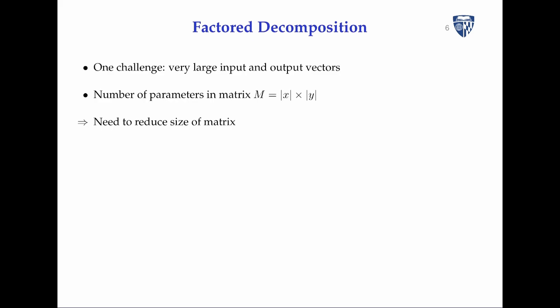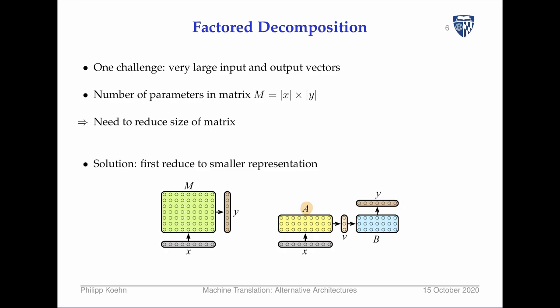So one is called factored decomposition. So we're still in the space of matrix multiplications. And we're dealing with a problem that we might have very large input and output vectors. So if we have very large input and output vectors, so we have x here and y, input vector, output vector, then the weight matrix has its size, the number of parameters it has is the product of the size of the input vector and the size of the output vector. But if these two numbers are very large, then we might need to reduce the size of the matrix. Maybe you just really don't have enough training examples to train that many parameters, or that many parameters just do not fit in any kind of conceivable memory. So the idea here is to first reduce the representation into a smaller representation.